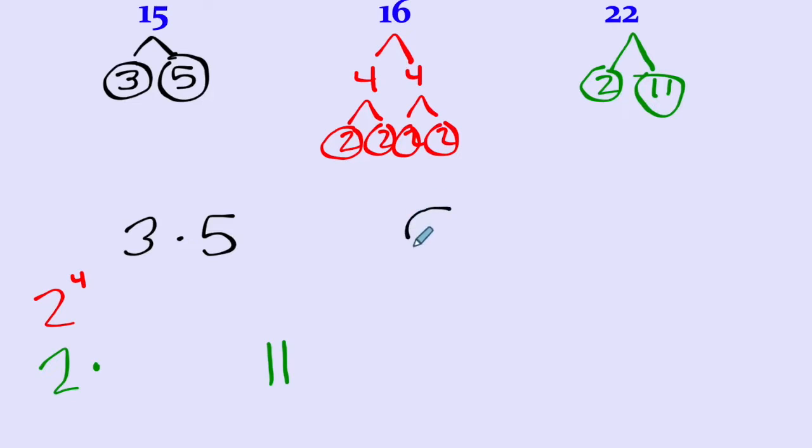Now for GCF, let's ask ourselves a question. Do all 3 of these numbers, remember I've got 3 numbers, the black, the red, the green, do all 3 of these numbers have 2s? No.